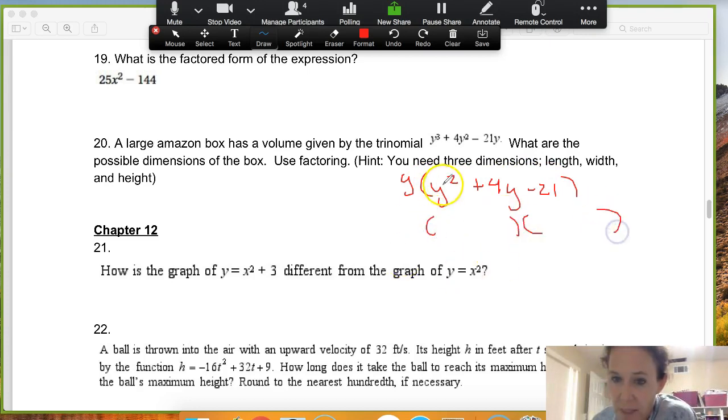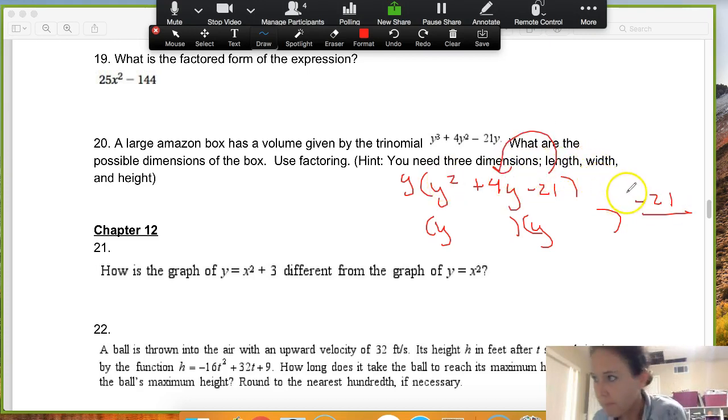doing your factoring methods. This term goes here and here. Now I don't need to write out all the choices for this term because what are they? Y and y, done. I do need to write out the choices for negative 21. But because there's no term here, I know specifically I want them to add up to be 4. So I know 21 is 7 times 3, correct? Could that possibly add up to be 4?